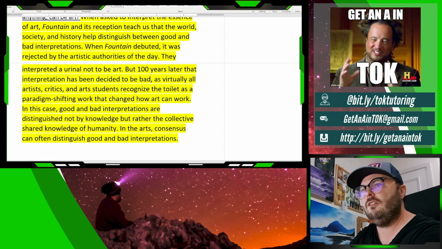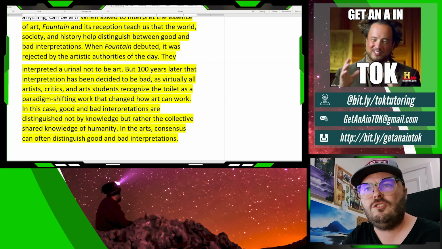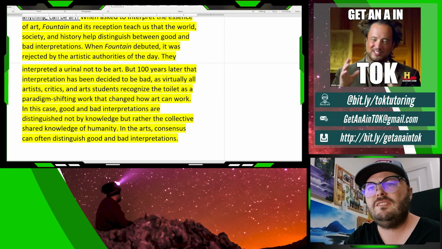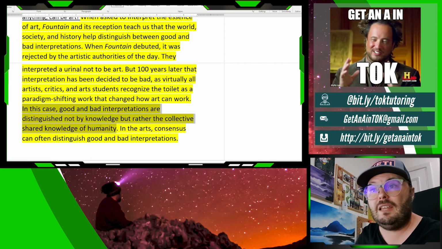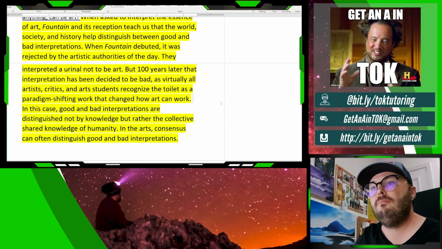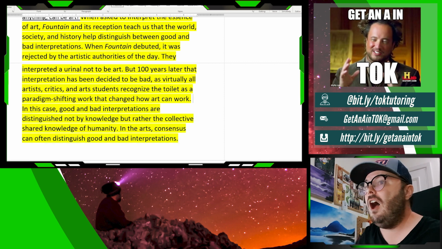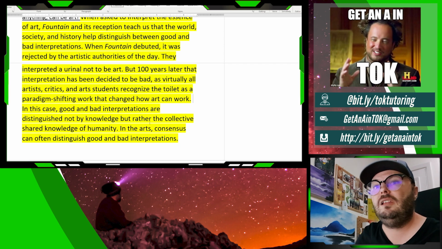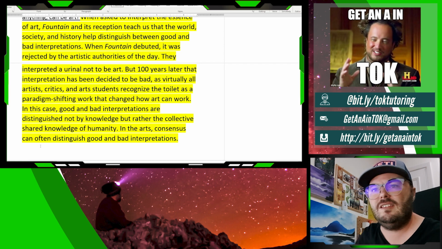You know what? I should say bad. As virtually all artists, critics, and art students recognize the toilet as a paradigm-shifting work, TOK, that changed how art can work. In this case, good and bad interpretations are distinguished, so now I'm answering the prompt in my last 2 sentences by how the line was drawn. In this case, good and bad interpretations are distinguished not by knowledge, but rather the collective shared knowledge of humanity. In the arts, consensus can often distinguish good and bad interpretations.